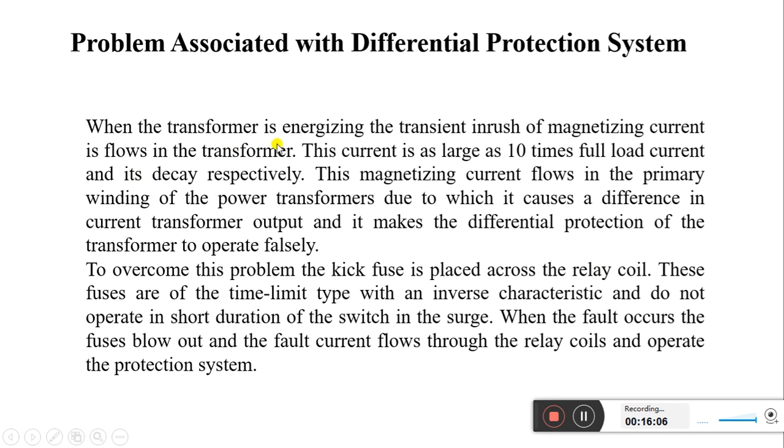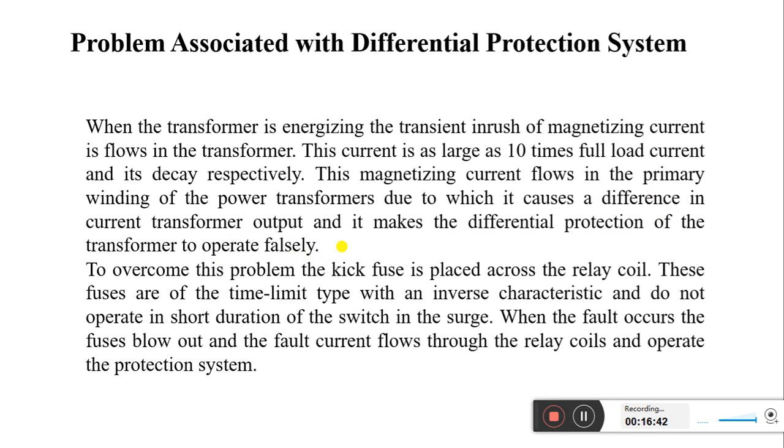That is, when the transformer is energizing, a transient inrush of magnetizing current flows in the transformer. This current is as large as 10 times the full load current and it decays gradually. This magnetizing current flows in the primary winding of the power transformer, due to which it causes a difference in the current transformer output, and it makes the differential protection of the transformer operate falsely.